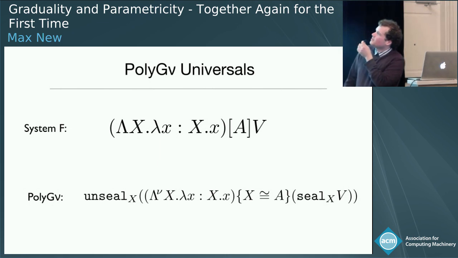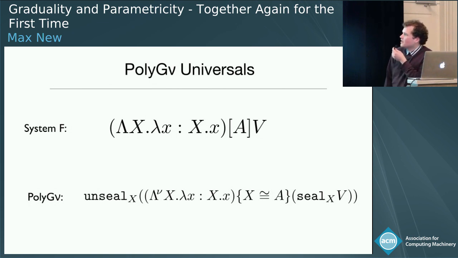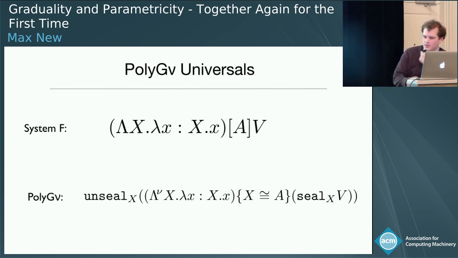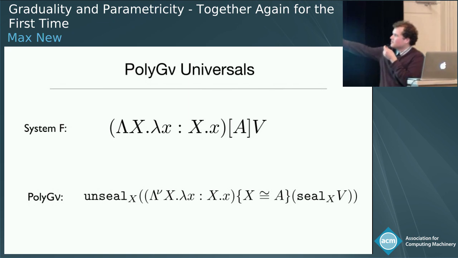So at the top here, we have System F's identity function applied to a value, and then at the bottom we have the way we would write that program in PolyGv. And so what we have here is, like the existential case, we give a name to the abstract type that's been instantiated, and then we use that name to seal the input to the function and unseal the output.